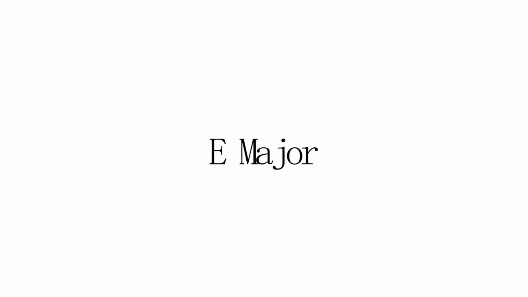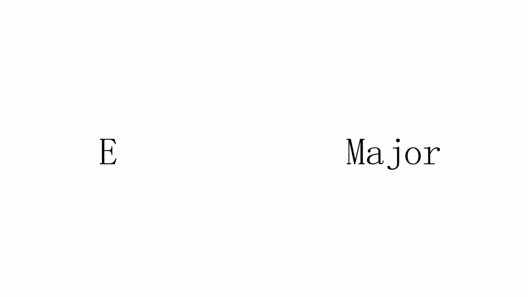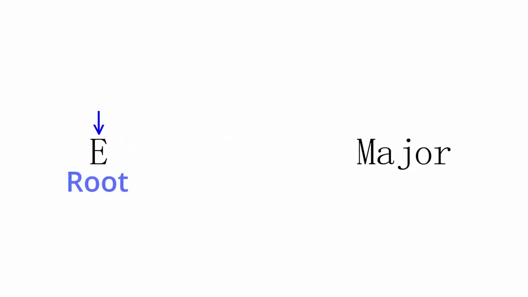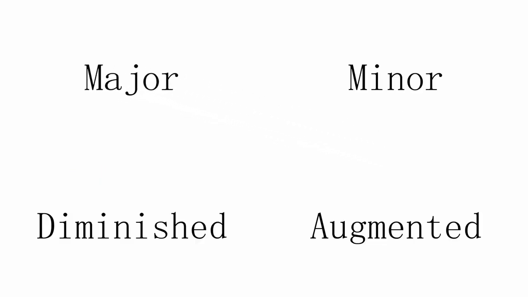To make a chord, we need to start with a single note that will form the root of the chord. Chords can have different sounds, or rather, qualities, that is determined by how we build them. The four basic chord qualities are major, minor, diminished, and augmented. Let's start with building a major chord.